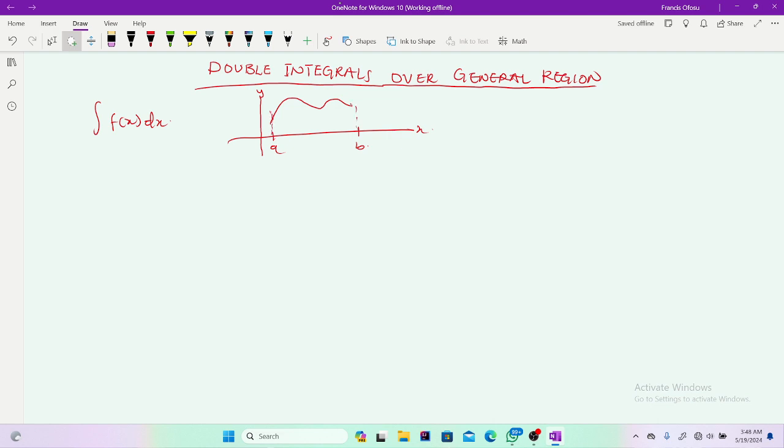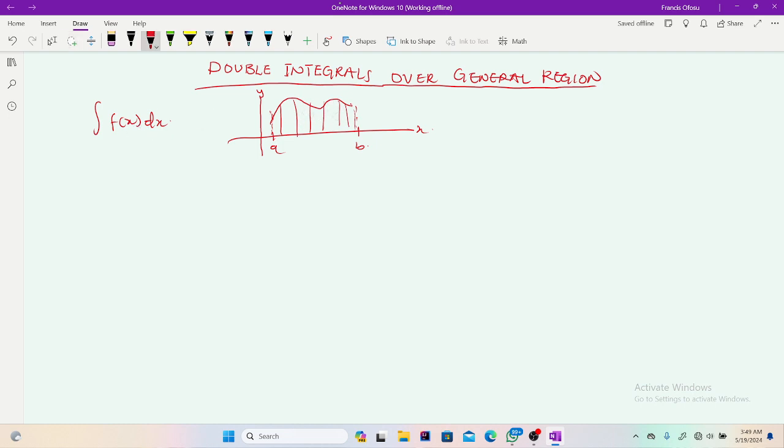If you remember the trapezium rule, the midpoint rule, the Simpson's rule, to find an integral, we are summing the area under this particular function over this range. We are summing the area of this particular function over this range. So that is the concept of the integral when you are dealing with a single variable.